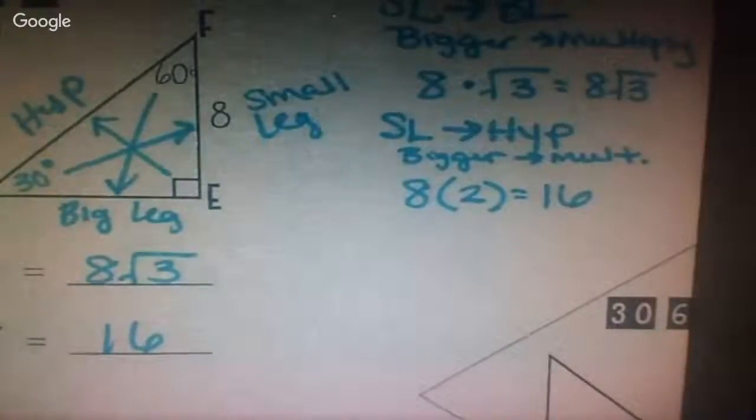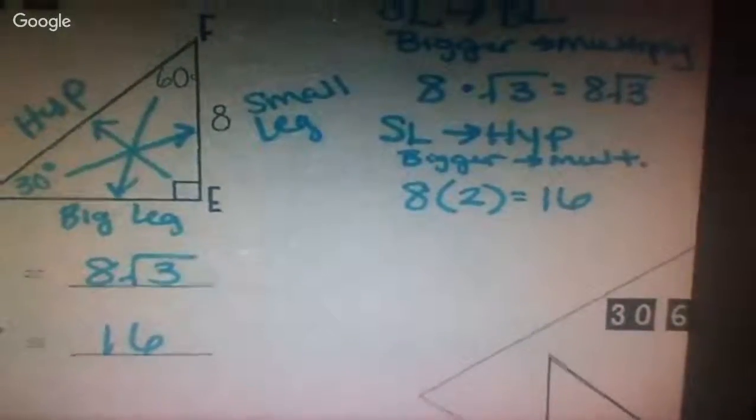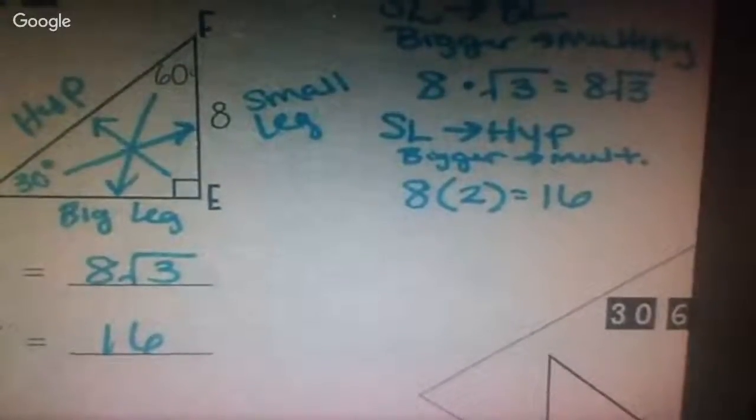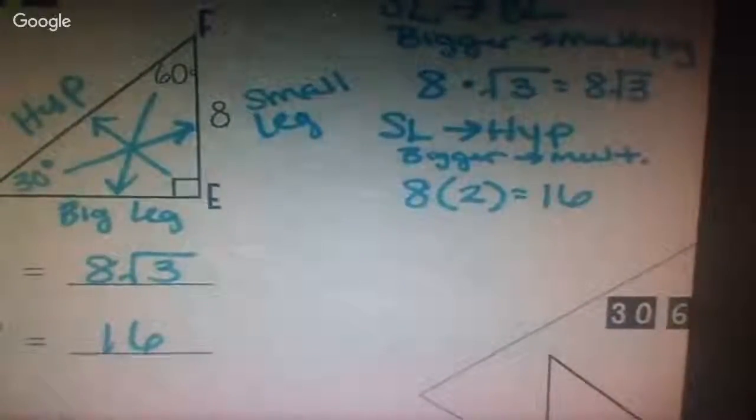Where do you get 2 from? That's your rules. So your rules with the 30, 60, 90 are the square root of 3 and 2. Just like your 45, 45, 90, everything was based off of the square root of 2. Now we just have 2 different rules this time. Your square root of 3 is with your big leg, and your 2 is with your hypotenuse. So on that middle triangle where you see the 30, 60, 90, you can put this is x. So that means this is 2x, and this is x square roots of 3. So you know your rules.